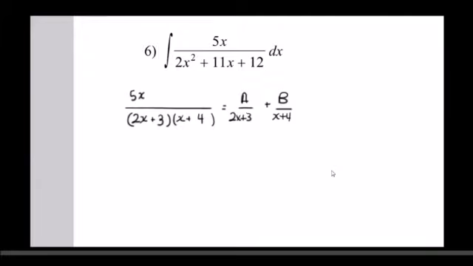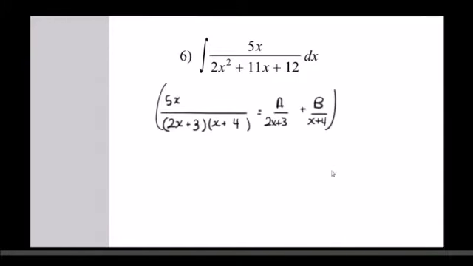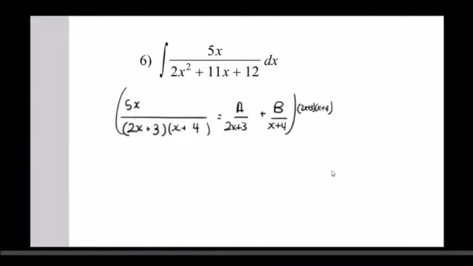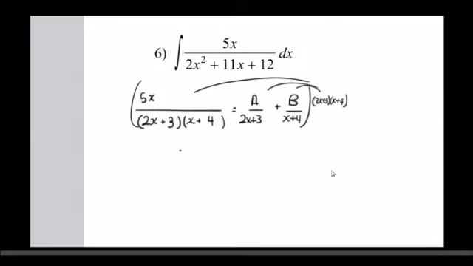And when we multiply the entire expression by the lowest common denominator, 2x plus 3 times x plus 4, if this is multiplied to each of those one at a time, on the very left side the denominator would cancel out, leaving just the numerator 5x. With this, the 2x plus 3's would cancel, so A is left to multiply with x plus 4. And with this one, the x plus 4's would cancel, so B is left multiplying the 2x plus 3.